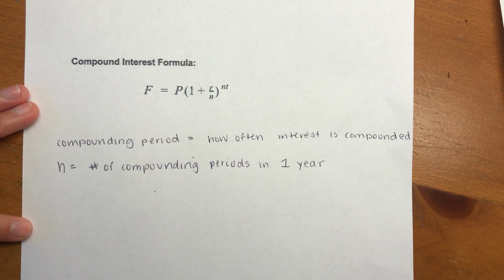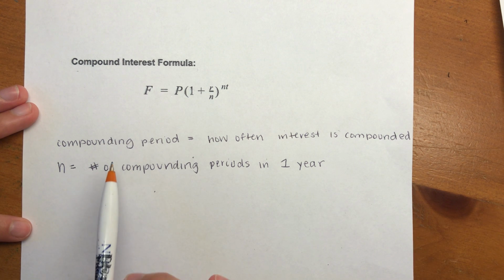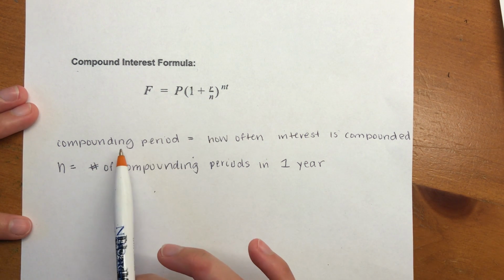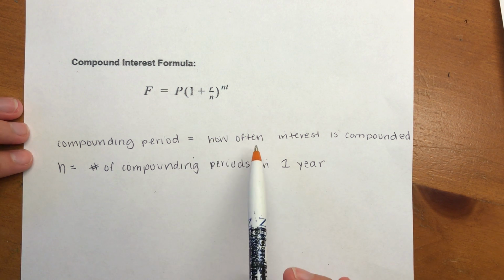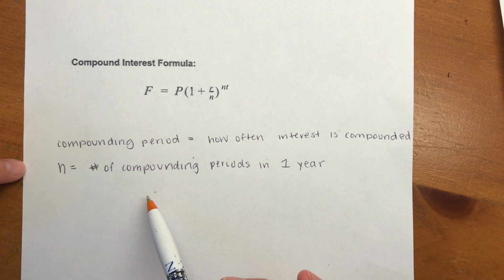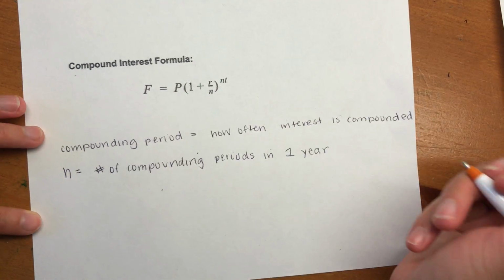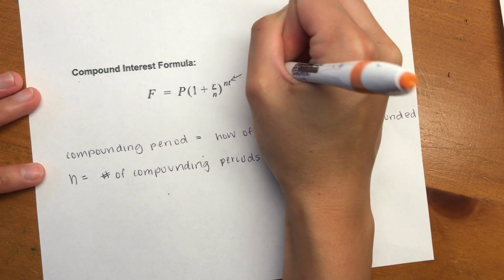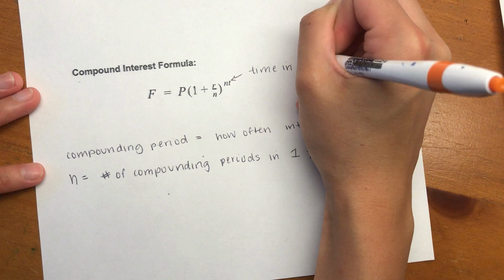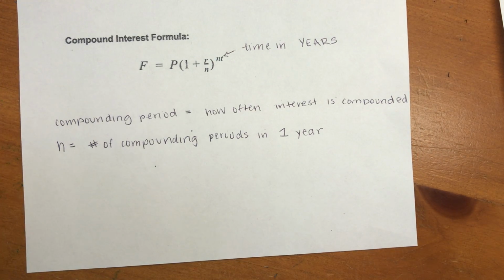So the point of this formula is if we have an interest rate per year, but we have a compounding period that is less than a year. If our interest is compounding more often than every year, then we use this formula, okay? In this case, T is always going to be time in years, okay? T always is going to be years when we're using compound interest.